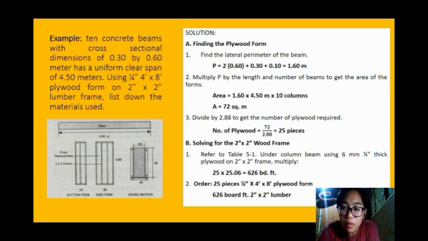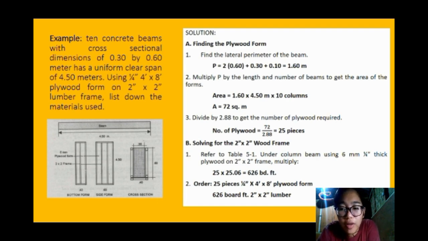After that, we will multiply our perimeter by the length and number of beams to get the area of the form. So 1.60 times 4.50 times 10 beams is equal to an area of 72 square meters. Sa area then, ato siyang i-divide by 2.88 to get the number of plywood required. So, number of plywood is equal to 72 over 2.88, which is exactly 25 pieces.